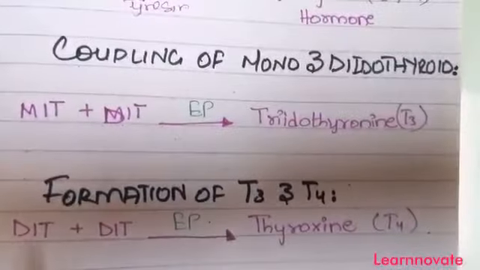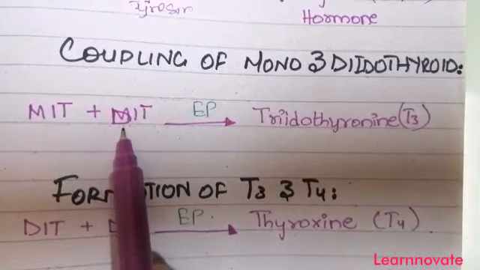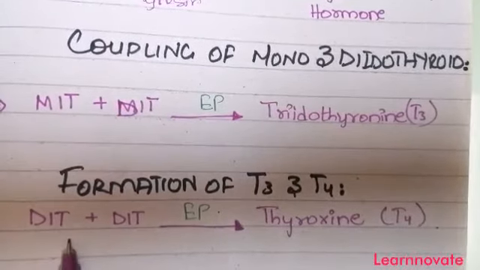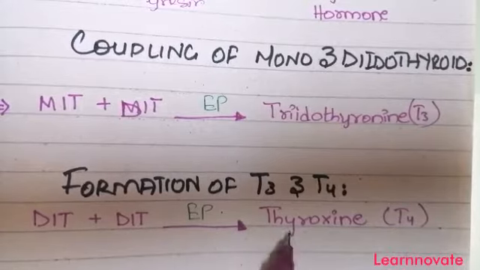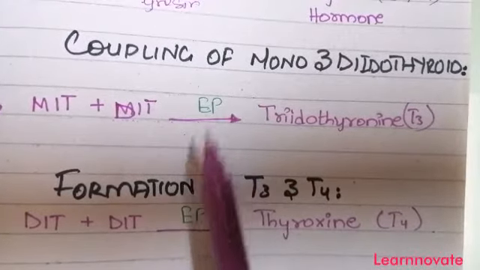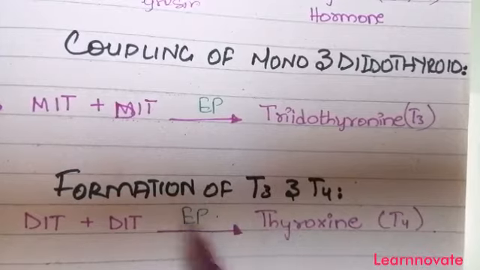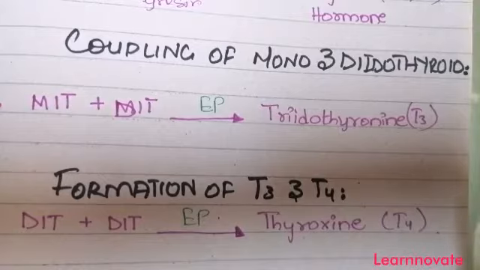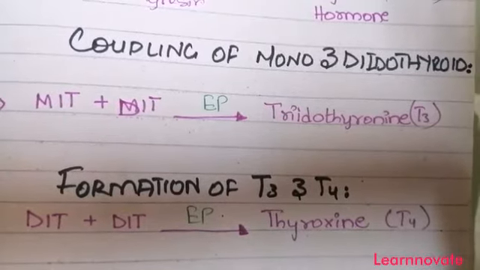In the diagram here you can see, if we form the monoiodotyrosine and combine it with the diiodotyrosine, there will be formation of triiodothyronine. If we combine the diiodotyrosine with the diiodotyrosine, there will be formation of thyroxine, that is T4. And both these steps occur in the presence of the enzyme peroxidase, and this is called the coupling of the mono- and the diiodotyrosine to form the triiodothyronine, that is T3, and thyroxine, that is T4.